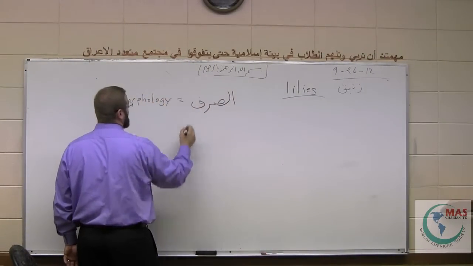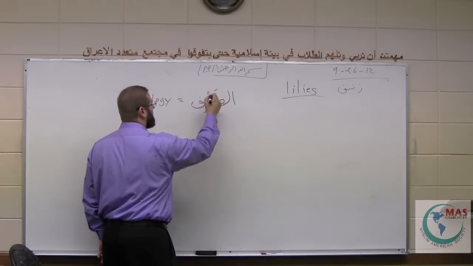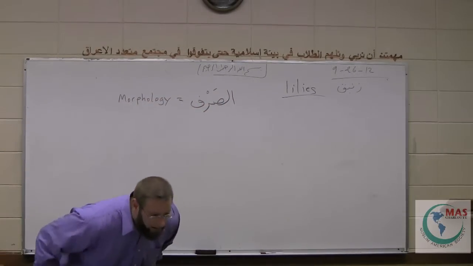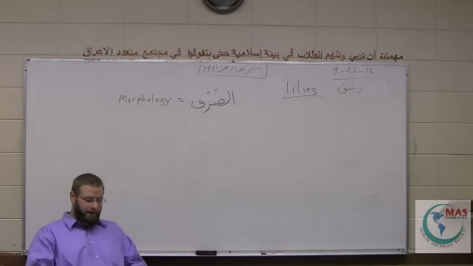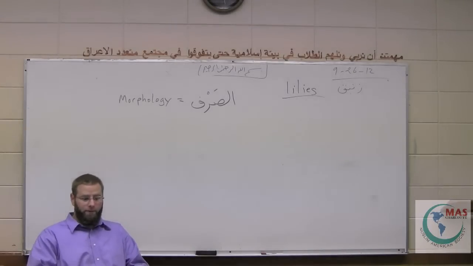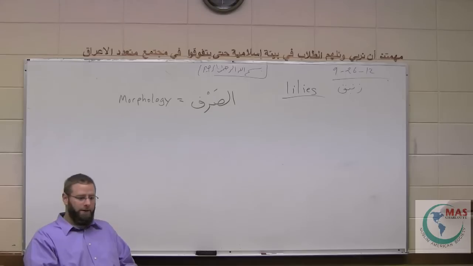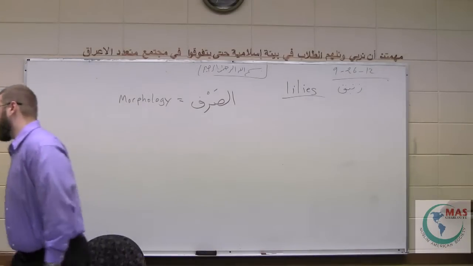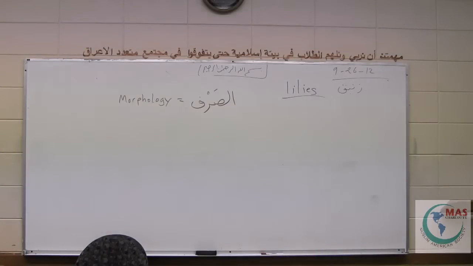Morphology. So this means that all Arabic words outside of articles, and we'll be studying articles separately here and there as we had mentioned before, all words generally come from a root of 3 letters.